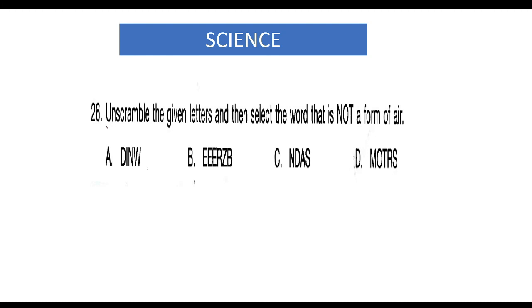Question number 26. Unscramble the given letters and then select the word that is not a form of air. So the right answer for this question is option C, which is, when you unscramble, you find that it is sand, and sand is not a form of air.